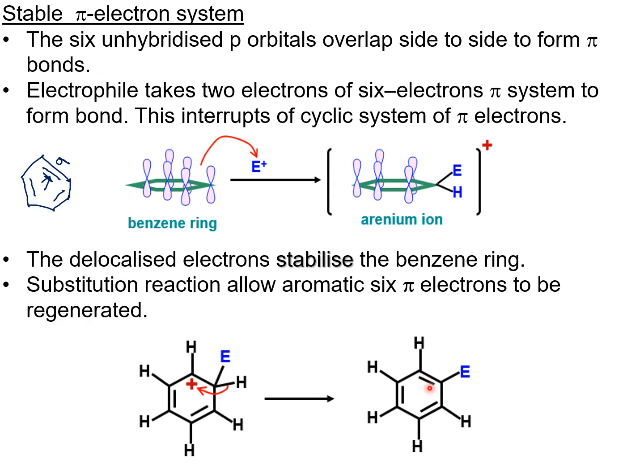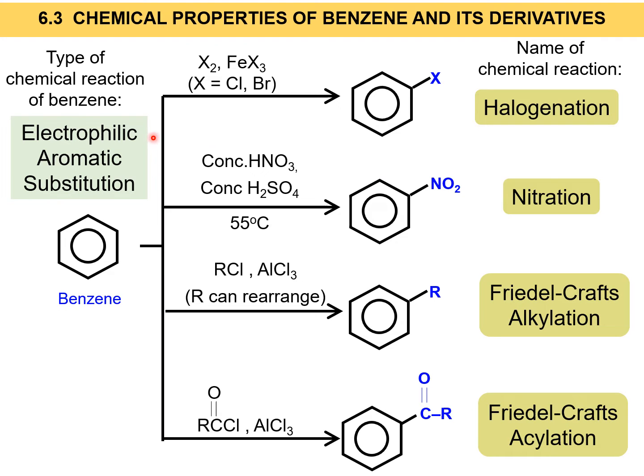Okay, so nanti sebabkan dia buat substitution, therefore kita akan dapat balik the aromaticity. Taklah macam carbon-carbon double bond di mana dia memang hilang terus the pi bond. Okay, tapi bila dekat benzene ring kita kena wujudkan kembali semula. So that's why dia boleh buat substitution reaction saja supaya dia dapat a stable pi electron system in the benzene ring. Okay, as we have discussed previously, the type of chemical reaction of benzene adalah electrophilic aromatic substitution.